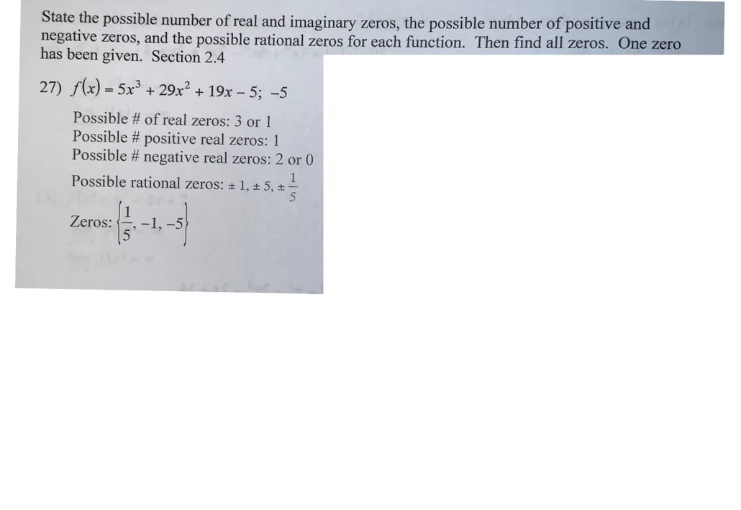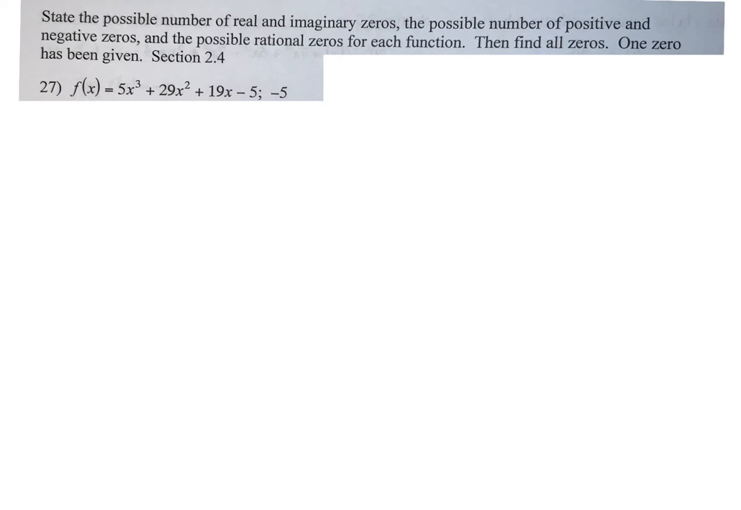So for this one, you are just going to have to do the possible number of real, positive and negative zeros, and the possible rational zeros, and then find the zeros, and I will give you a 0. Okay? And I have all the answers there. All right, so if I want to know the possible number of real zeros, it's going to be 3 because that is my degree.